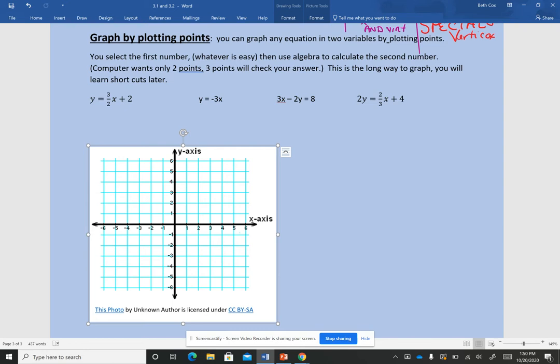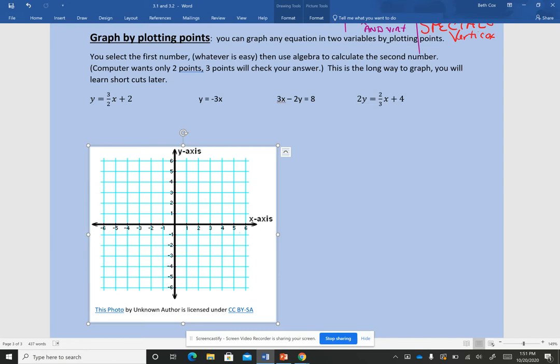Okay, so now when we're doing our homework, the computer is only going to want 2 points. The third point would be a checkpoint. Okay, this is the long way to graph, and you will learn shortcuts later. So just remember that. This is the long way to graph, and you'll learn shortcuts later.